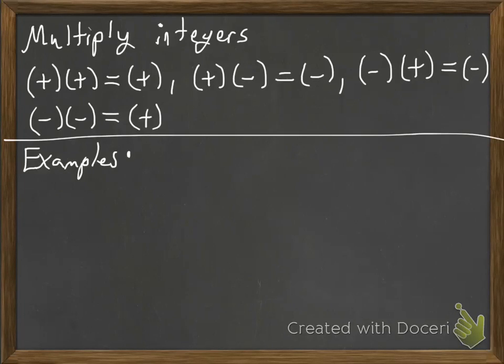All right, here we're going to look at multiplying integers, and I have some things written out here. So you see how I have the plus times a plus, a positive number times a positive number is a positive number. A positive number times a negative number is going to be a negative number. A negative number times a positive number is going to be a negative number. And then the one you got to remember is a negative times a negative is a positive.